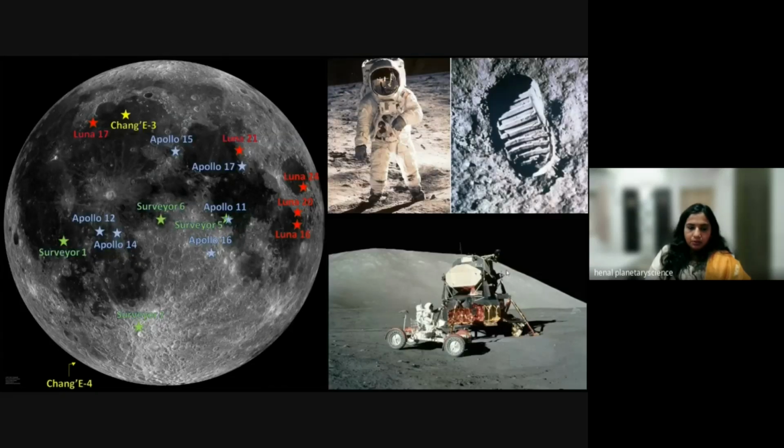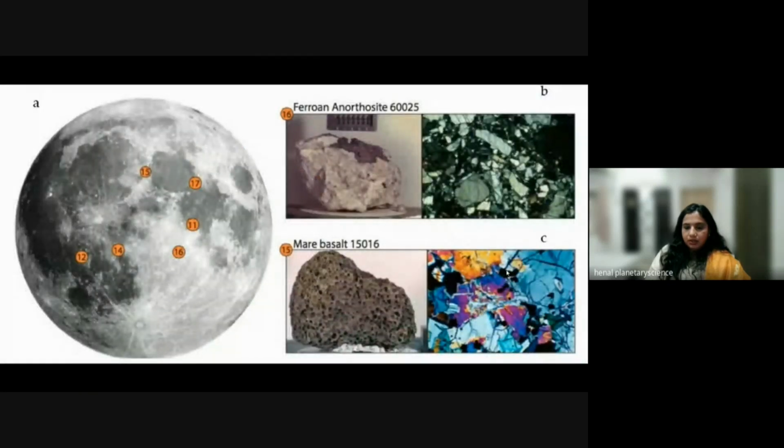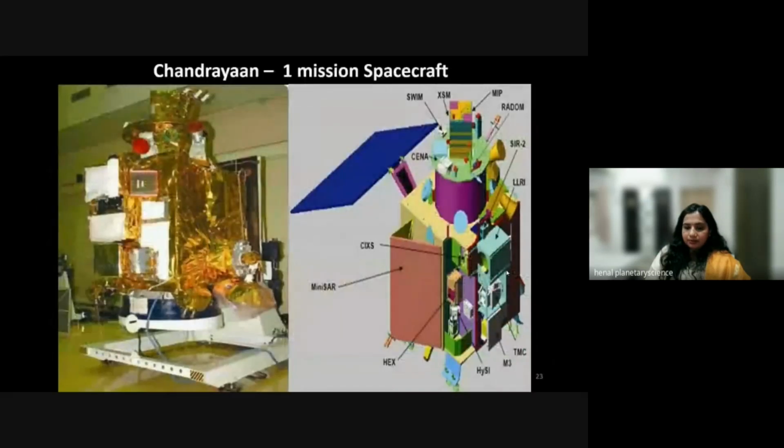So these are the Apollo and other landing missions. They took back some samples that NASA has analyzed, and here we can see the samples and their microscopic structure, majorly ferroan anorthosite, which is present in the highland area, and mare basalt that is present in the black patches area.